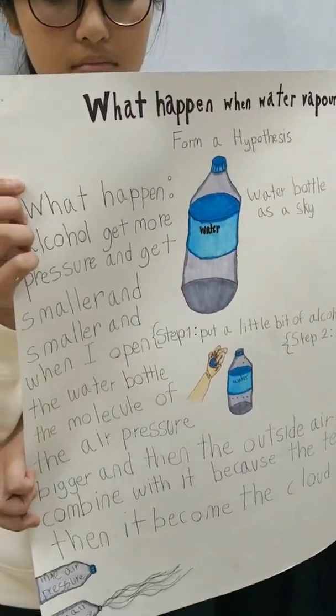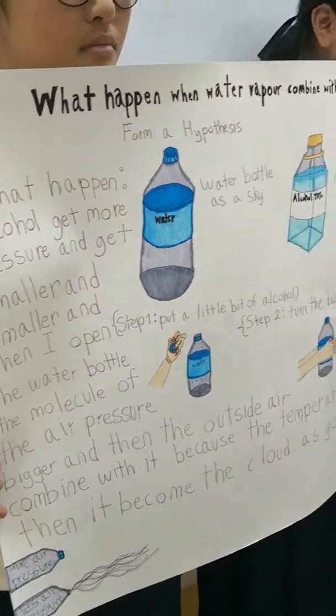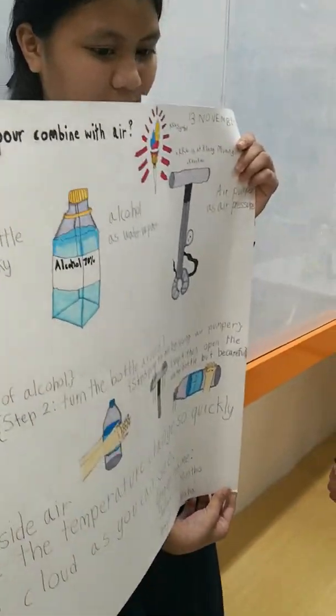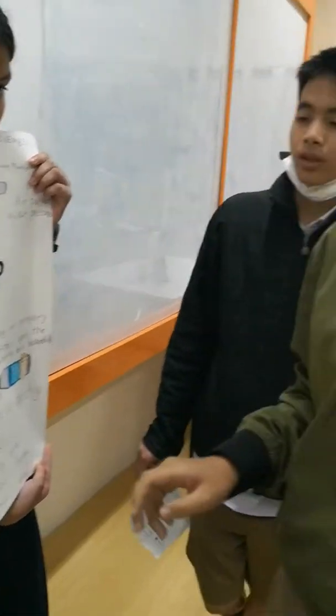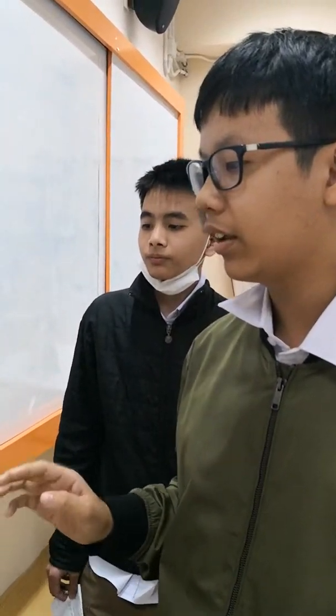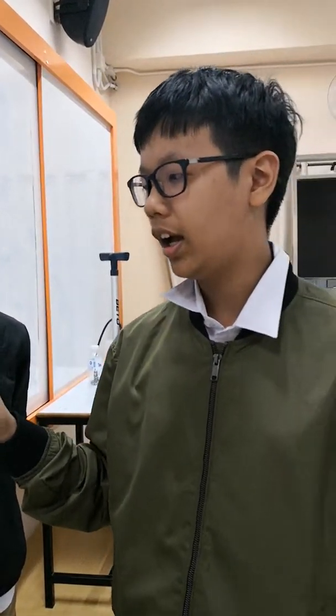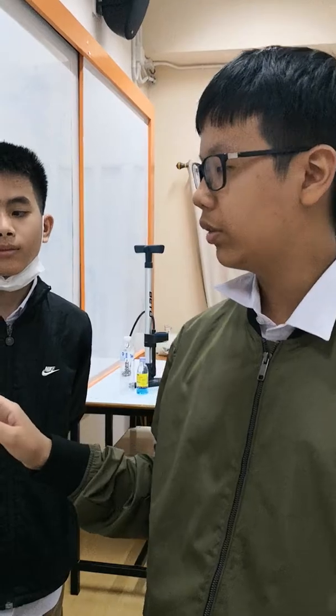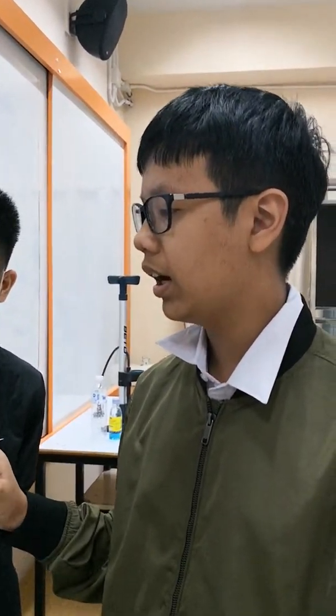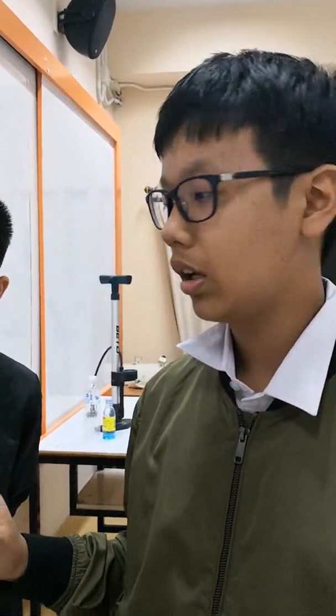We made a science project about what happens when water vapor combines with air. So the water bottle is the sky, the alcohol is water vapor, and the air pumper is air pressure.